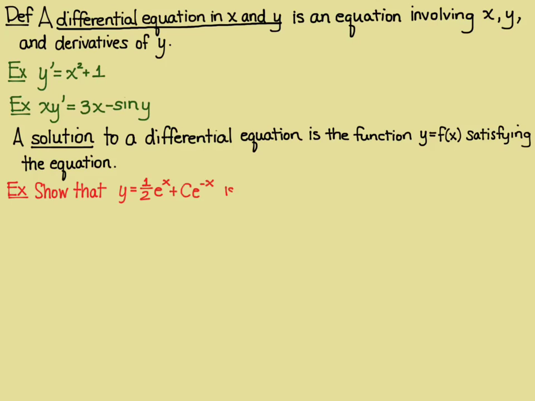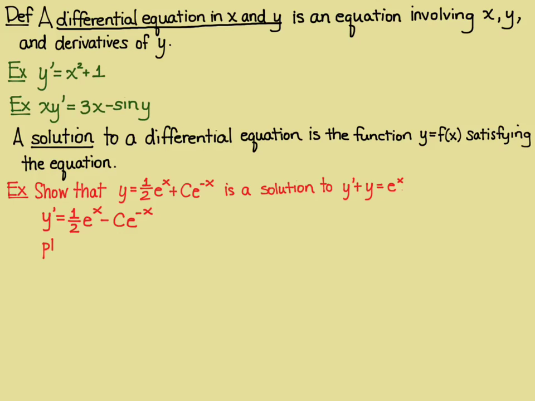For example, let's show that y equals 1/2 times e to the x plus c times e to the negative x is a solution to the differential equation y prime plus y equals e to the x. We first need to find the derivative of y, which we know the derivative of 1/2 e to the x is 1/2 e to the x, and the derivative of c times e to the negative x is negative c times e to the negative x. That's using the chain rule.